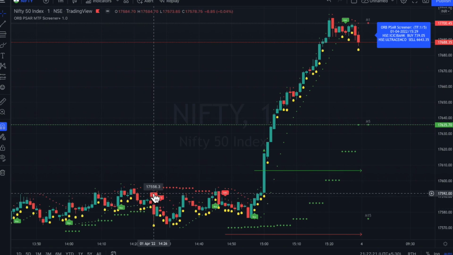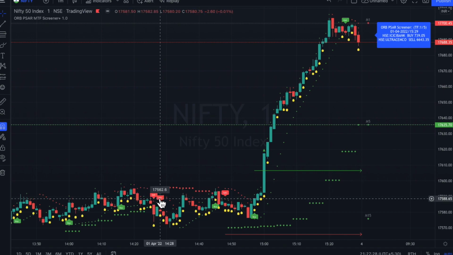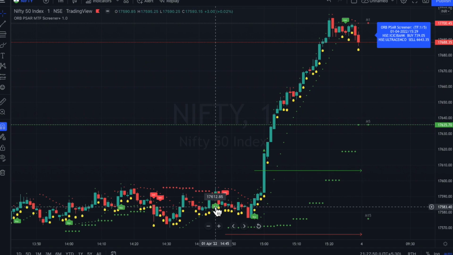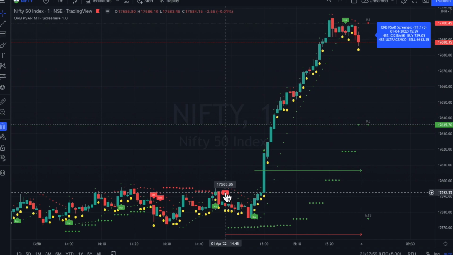We get a sell signal here which is at 17556.3. It is followed by another sell signal here, possibly because both the time frames change the position direction here, and then even this particular signal did not actually materialize because it did not fall below 17562.6. Then again we get a buy signal here. This buy signal came at around 17612.85. This also did not materialize, and then we got a sell signal here which actually came at 17565.85. This too did not materialize.